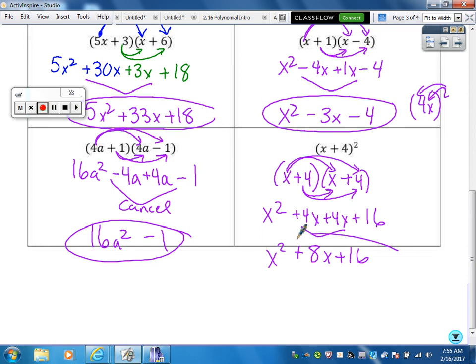So there you go. This is a special pattern. So what you can do is you can square the first one if you like. Then double that second one times the first one. So I said 2 times 4 times x. And then square the second one. Again, special pattern. You don't have to use it. You can just show the work in between if you prefer. Alright, that's everything about foiling.